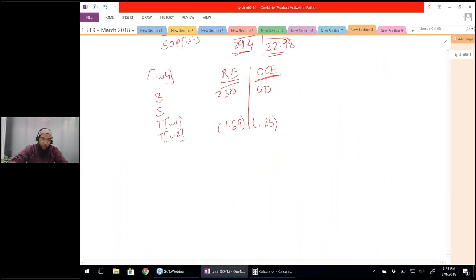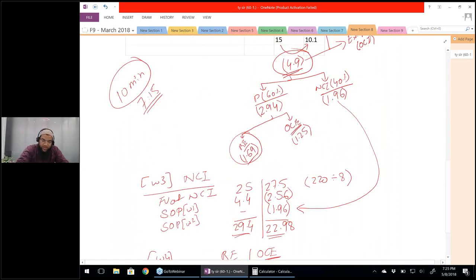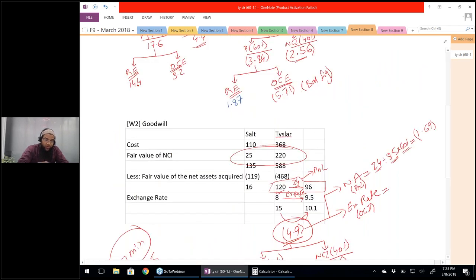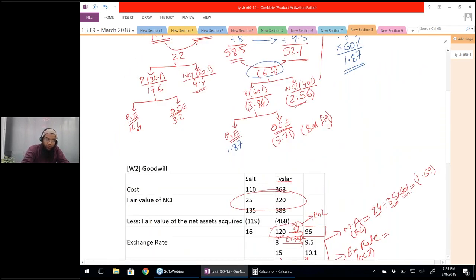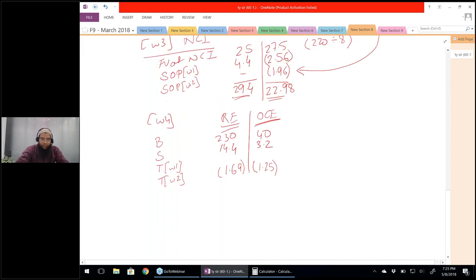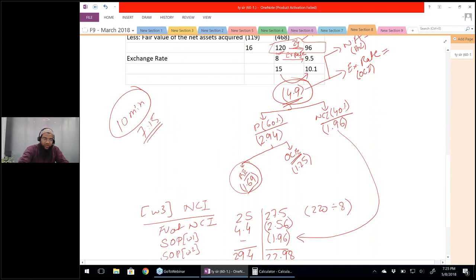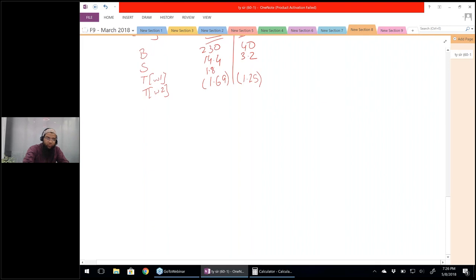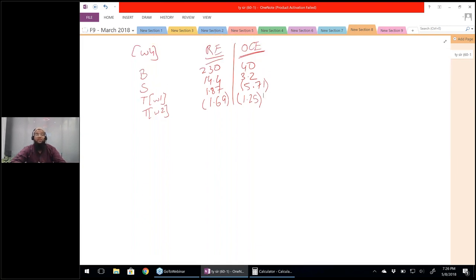So now we need Salt's profit. Salt's profit was in working number one, 14.4 and 3.2 positive. And from the subsidiary T, it was positive 1.87 and negative 5.71. So these are the values for the parent and both the subsidiaries.